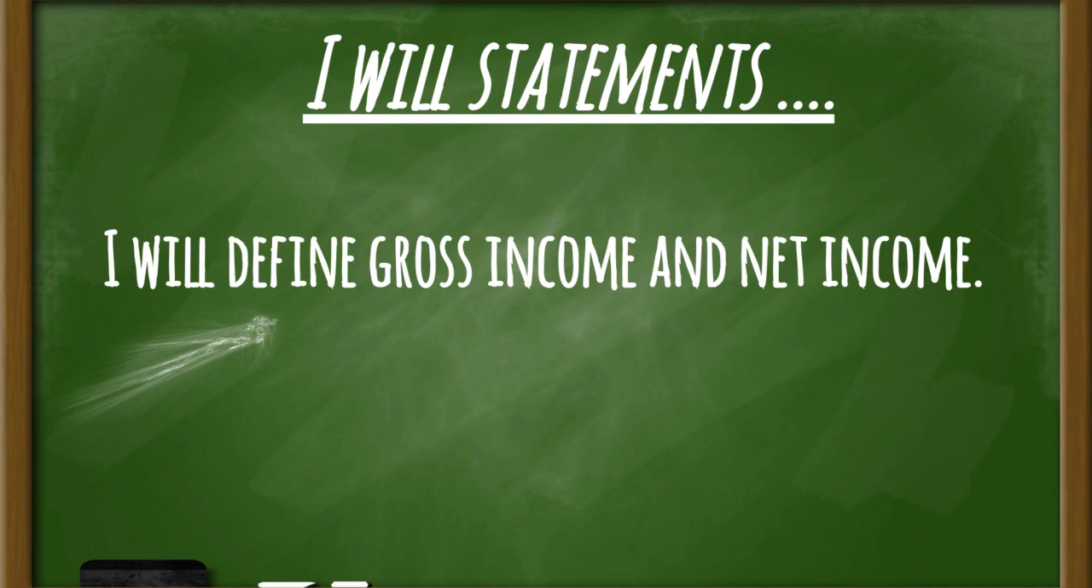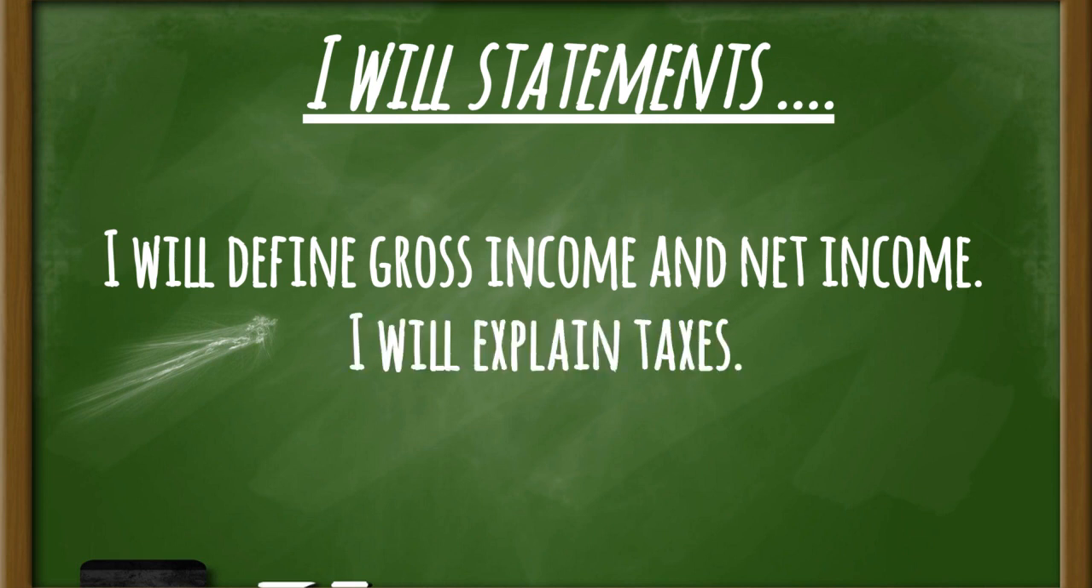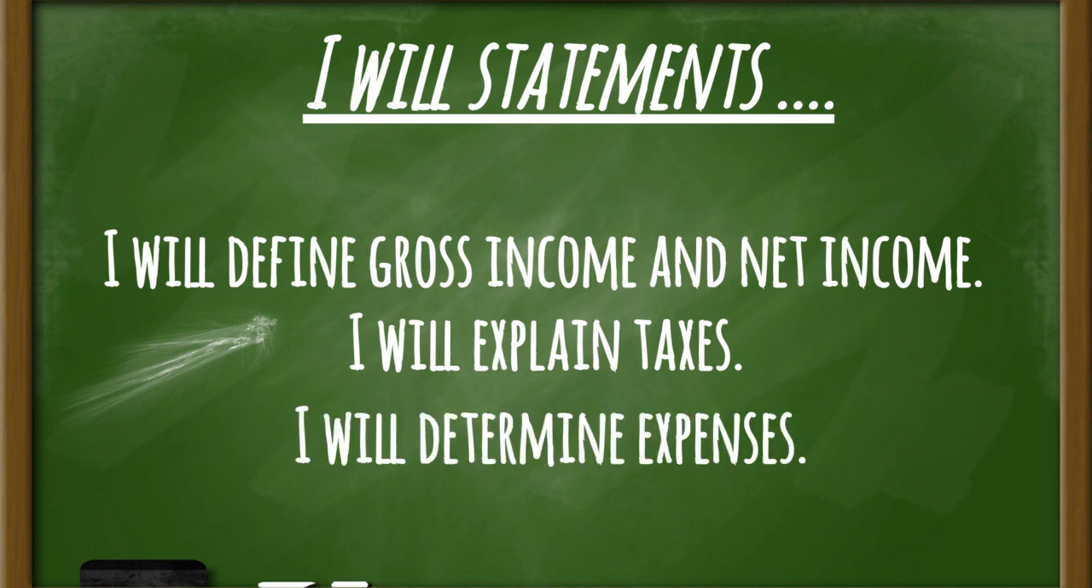Listen as I read the first I will statement, and then we'll read them together. I will define gross income and net income. Read that one with me. I will define gross income and net income. Let's look at the second one. I will explain taxes. Read that one with me. I will explain taxes. And our last one. I will determine expenses. Read that one with me. I will determine expenses. Nice job, mathematicians.